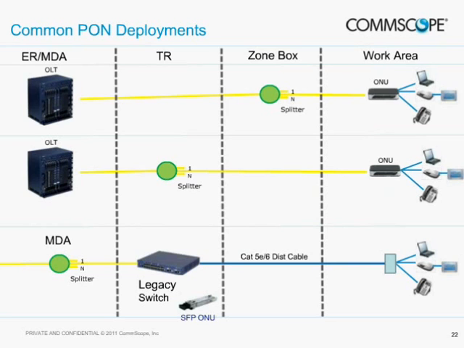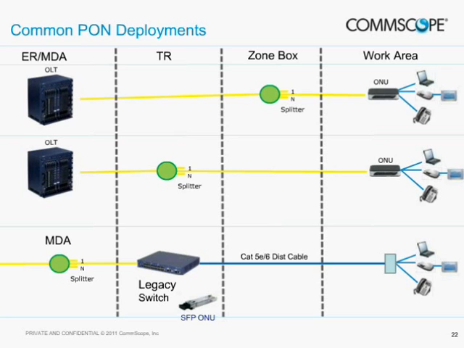So the OLT is in the ER, bypassing the TR, just going up the riser. The splitter box is shown in a zone box area or consolidation point. Then a single mode piece of fiber goes to the ONU at the work area faceplate. And then we're connecting copper patch cords into the devices. The second example shows the splitter in the TR. So taking one of those rack mount appliances, a panel, we're running the fiber to that, mounting the splitter there, then running the single mode out to the work area again, to the faceplate, connecting the ONU, and then out through our copper patch cords into the devices.